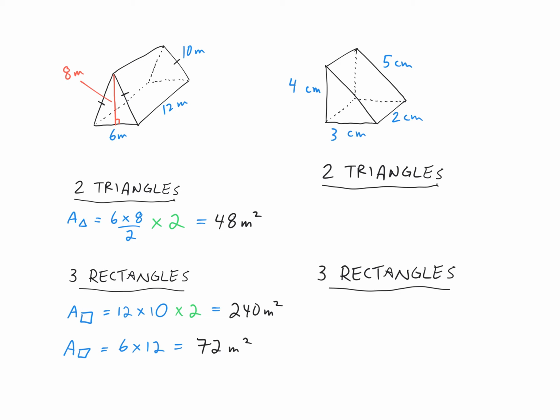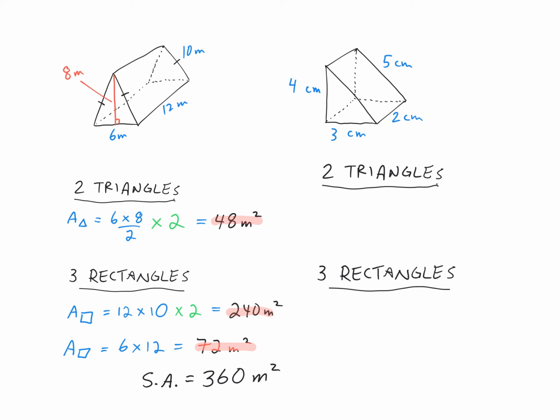And then just like with every other surface area problem, once we've done these calculations, we're going to add up these 3 numbers. So 48 plus 240 plus 72 is 360 meters squared. So our surface area of this shape is 360 meters squared.